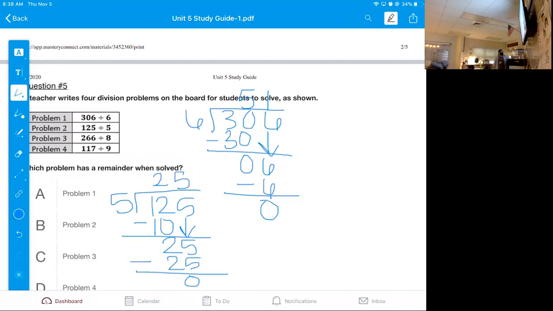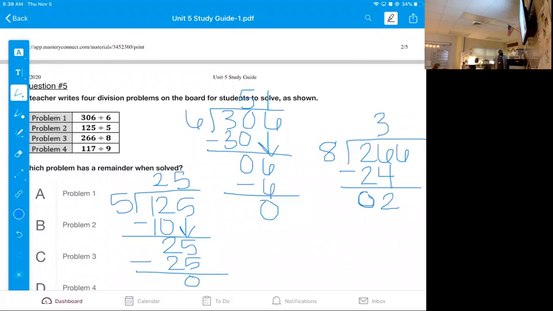I need to check problem number 3. That one says 266 divided by 8. Okay, so I need an 8's fact that gets me close to 26. Diana? 8 times 6. 8 times 6 is 48. That's way bigger than 26. Carly? 8 times 3. What is 8 times 3, everybody? 24. When I subtract 26 minus 24, I get 2. 6 minus 4 is 2. 2 minus 2 is 0.